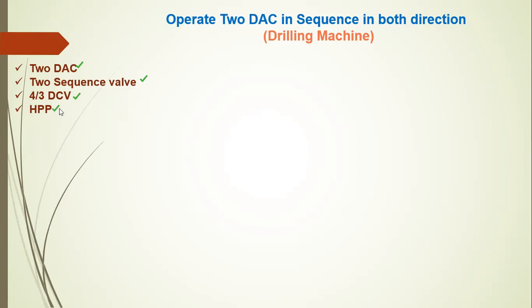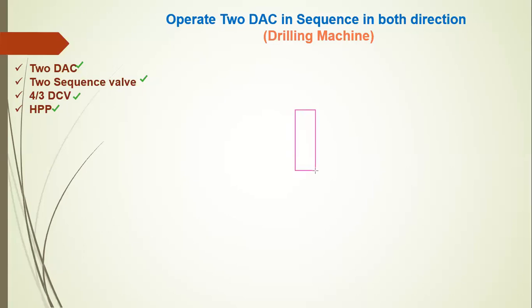One hydraulic power pack is required. It contains three hydraulic components: a hydraulic tank, a hydraulic pump and motor set, and one pressure control valve, specifically a pressure relief valve. First, we start with how the drilling machine works. We draw the basic simple diagram for the drilling machine.